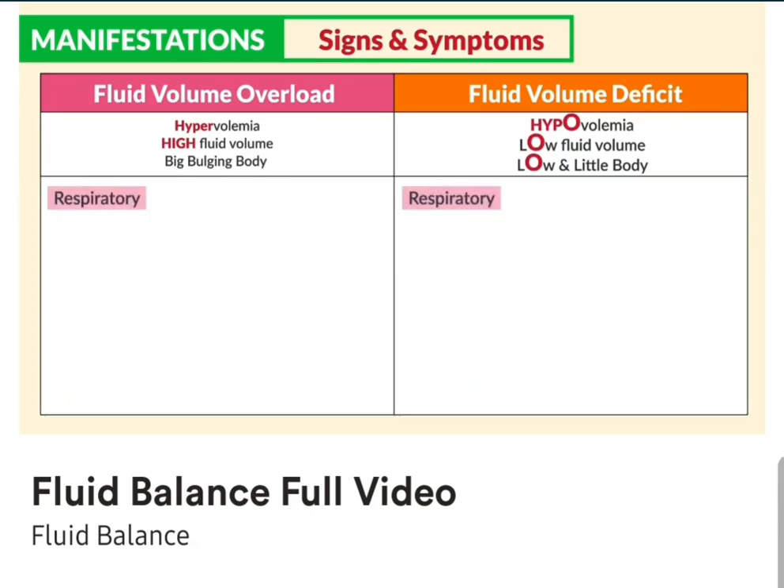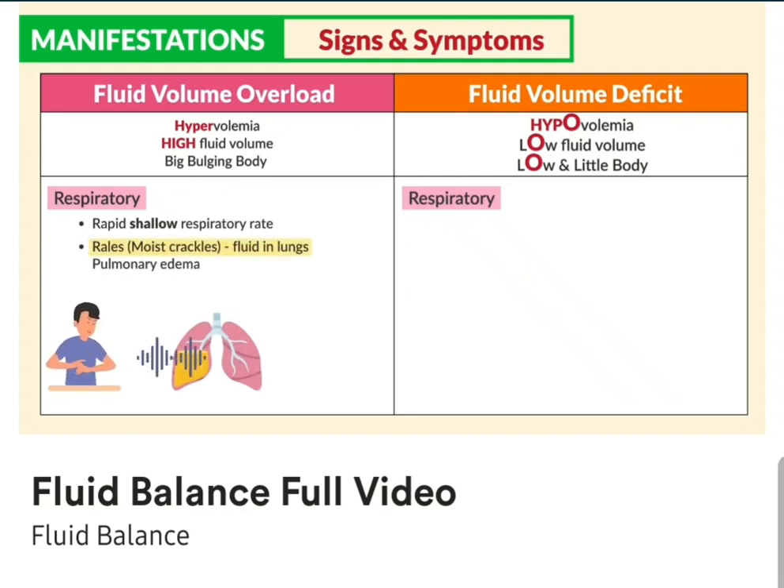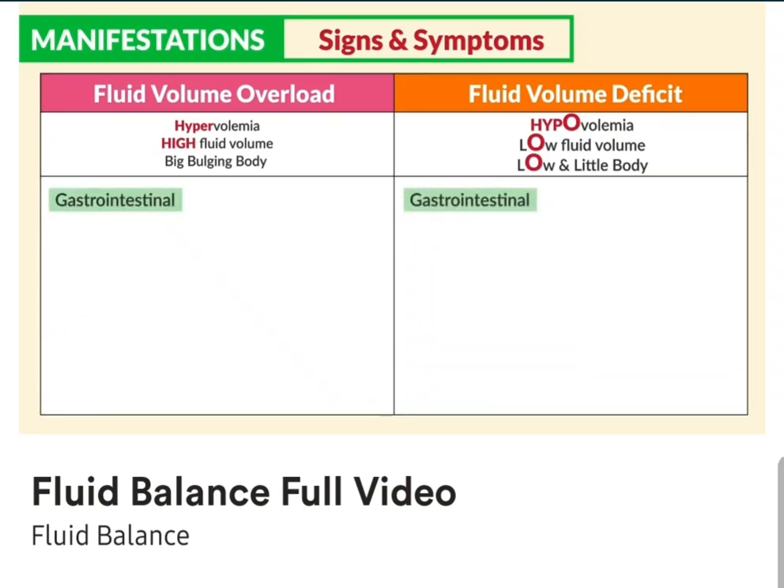Now moving on to respiratory. For fluid volume overload, we see a rapid, shallow respiratory rate. With key terms here, write this down. Rales or rhonchi, with moist crackles. This means fluid inside the lungs when listening to lung sounds. And we also see pulmonary edema, basically fluid-filled lungs. And on the other side, with fluid volume deficit, we have rapid, deep respiratory rate because the body is super dry.